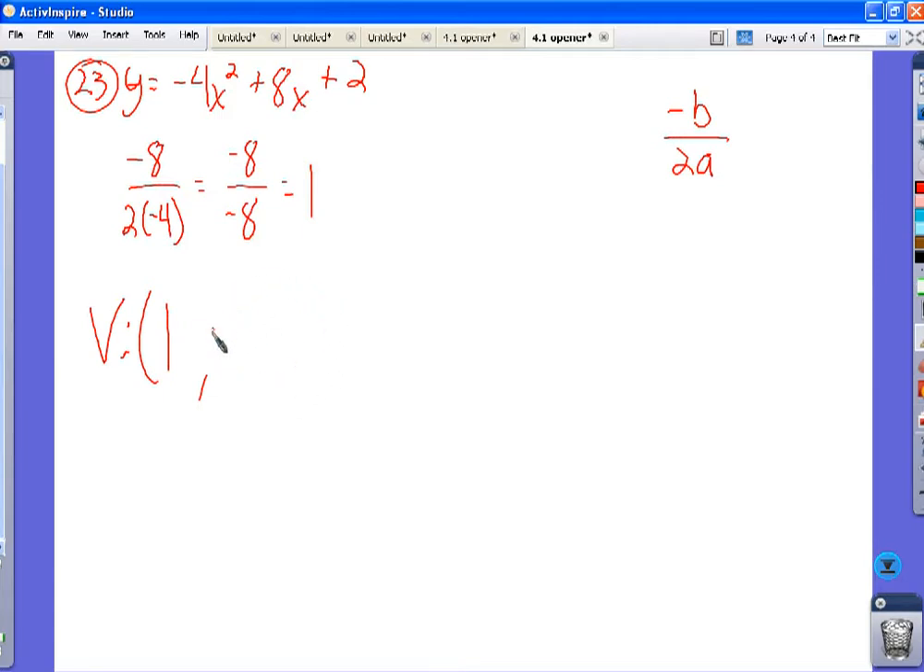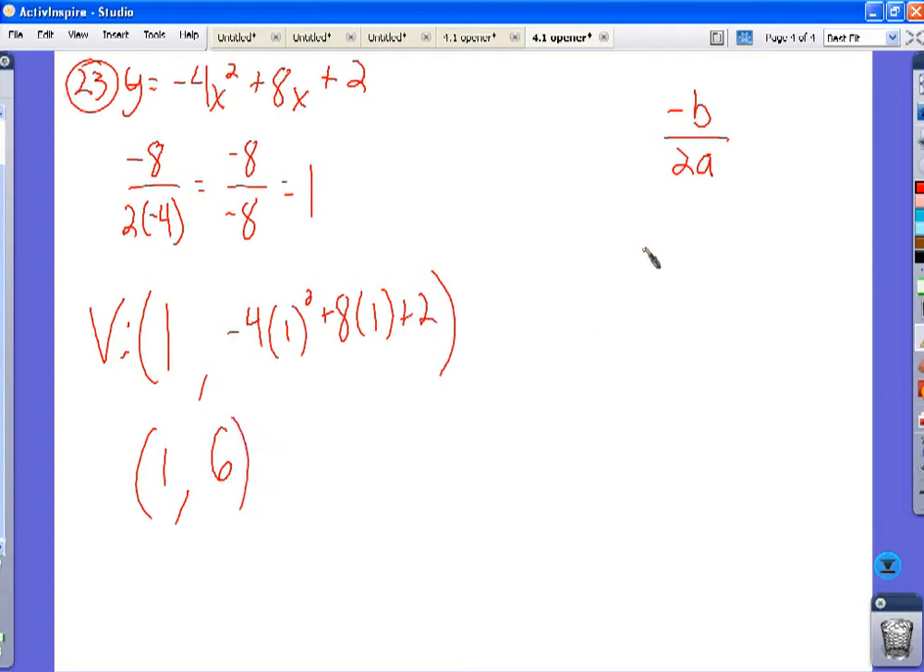Okay. And how are we going to find the y? Plug it in, right? So we get negative 4 times 1 squared plus 8 times 1 plus 2. Right? This is negative 4 plus 8. So negative 4 plus 8, that's 4. Plus 2, 6.